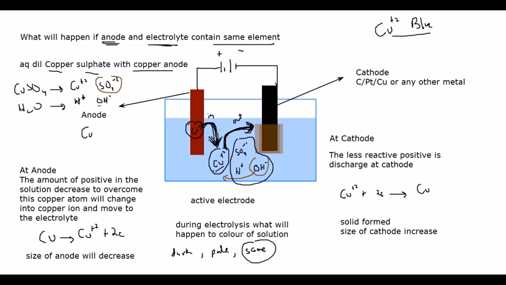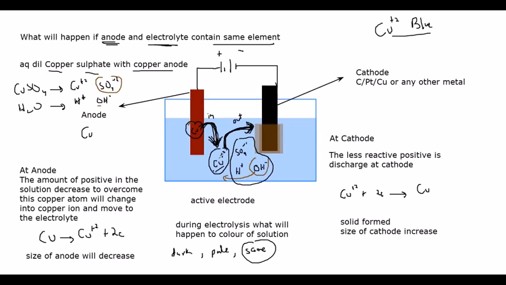So the number of ions going out and the number of ions entering is the same. Like if I say one ion is going out and one ion enters the electrolyte, what is the overall change? There is no change in copper amount. That's why the electrolyte color will not change.